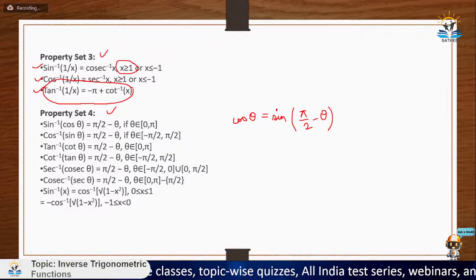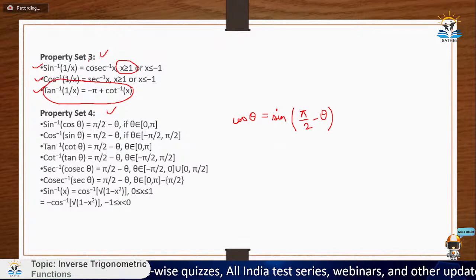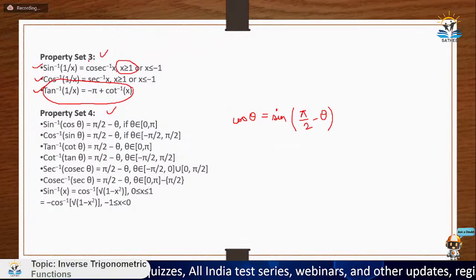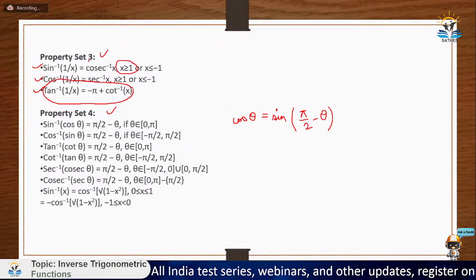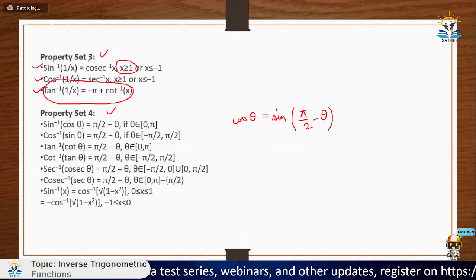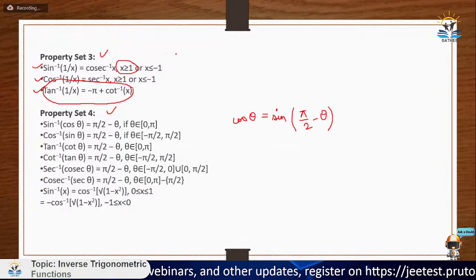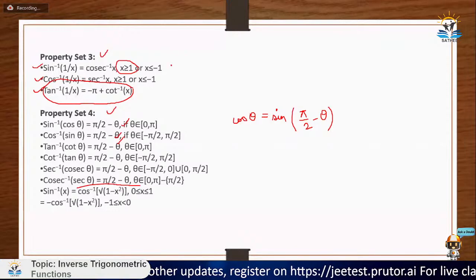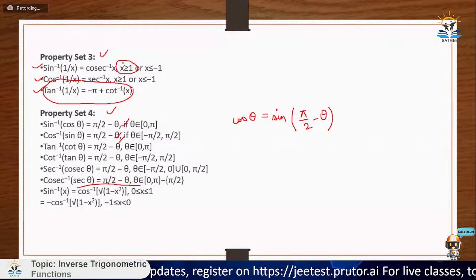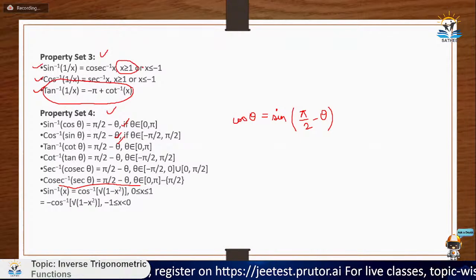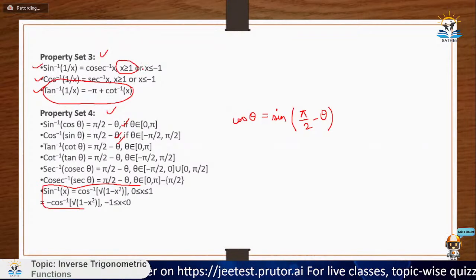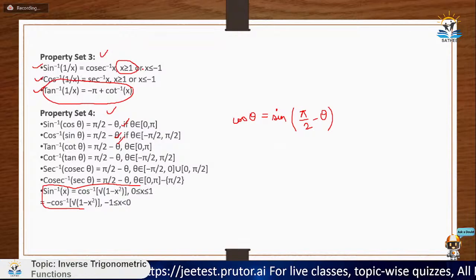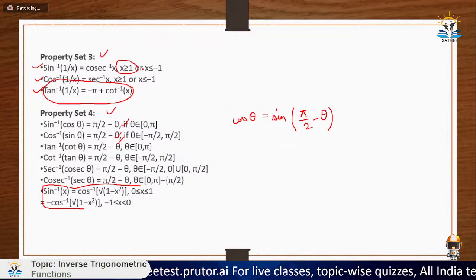Property set 5 is something like what we studied: sine square x plus cos square x equal to 1. You can remember it from there. We studied in trigonometry, no? That's why we can say that sine inverse x plus cos inverse x equal to pi by 2, tan inverse plus cot inverse, and similarly for sec plus cosec. These are also a very important set of properties. So please learn them.